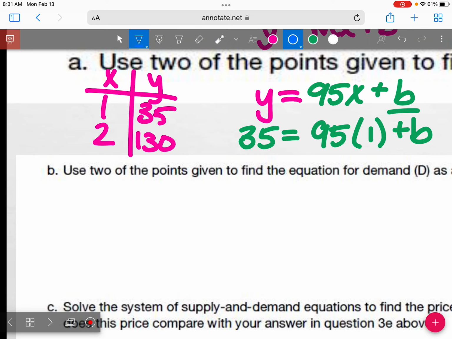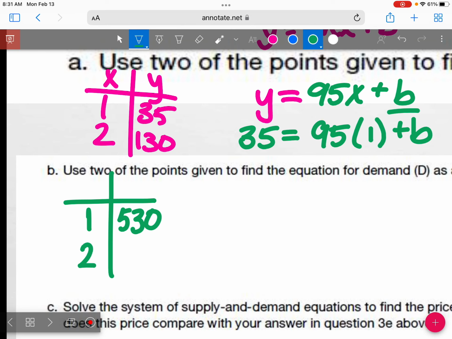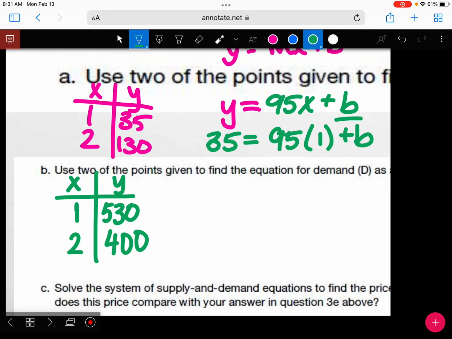Everyone got something? Okay. What 2 points did you use? 1, 2, or 4? Okay, Amber. You used 1 and 2. Okay. So then 2 and 400. So this is our x, this is our y.